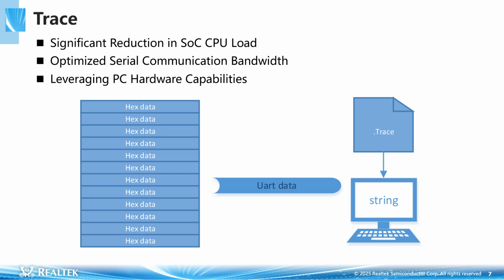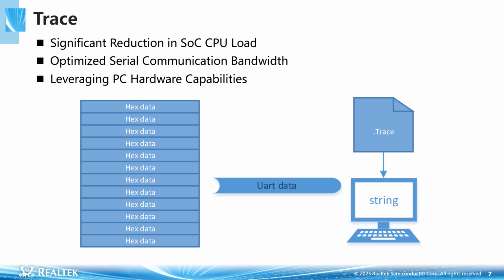2. Optimized serial communication bandwidth. Transmitting only encoded text instead of raw data or intermediate computation steps minimizes data traffic over the serial interface. Bandwidth savings reduces latency and congestion risks, ensuring reliable communication for applications like industrial automation or edge device networks.